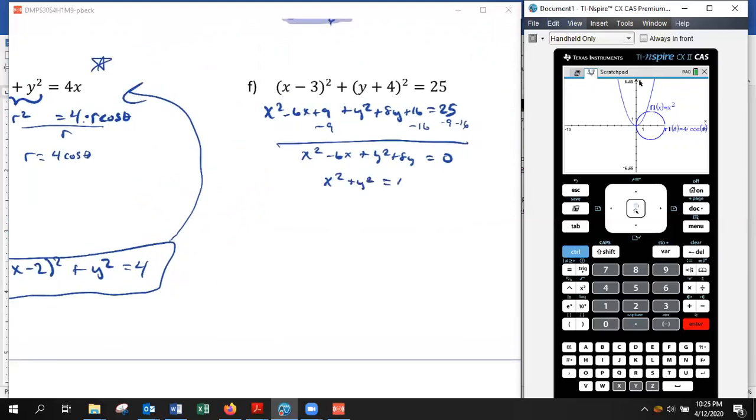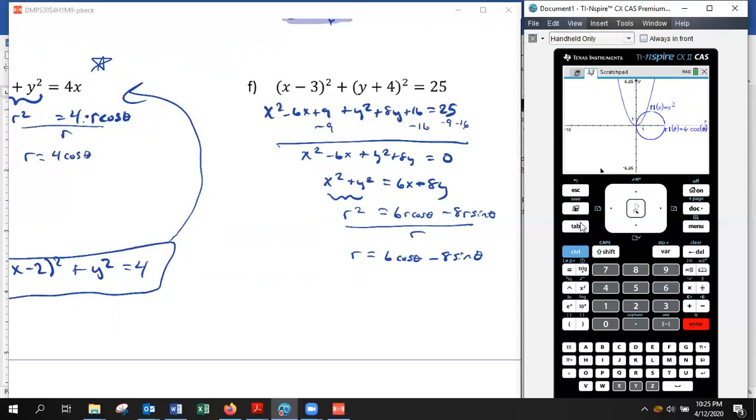Some of you are going, how am I supposed to know that? Well, you're not. This is the process of how do I take what I've done before and convert it into something new. That's that journey of learning. So if I write it this way, once again, my x squared plus y squared does equal r squared. My x is r cosine theta. My y is r sine theta. And once again, if I divide by r, I will get r equals 6 cosine theta minus 8 sine theta.